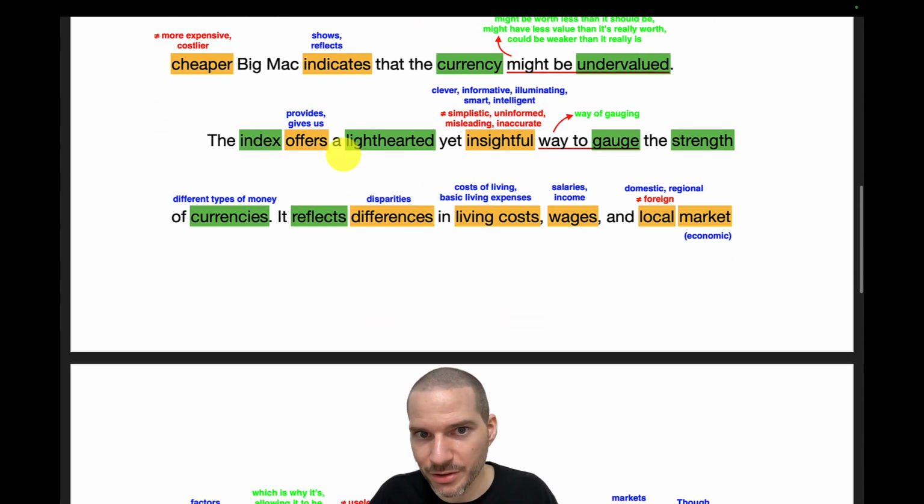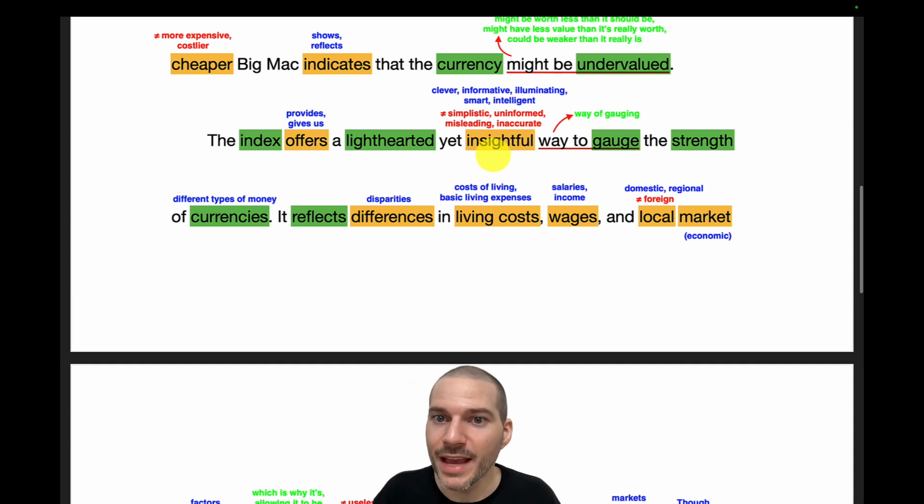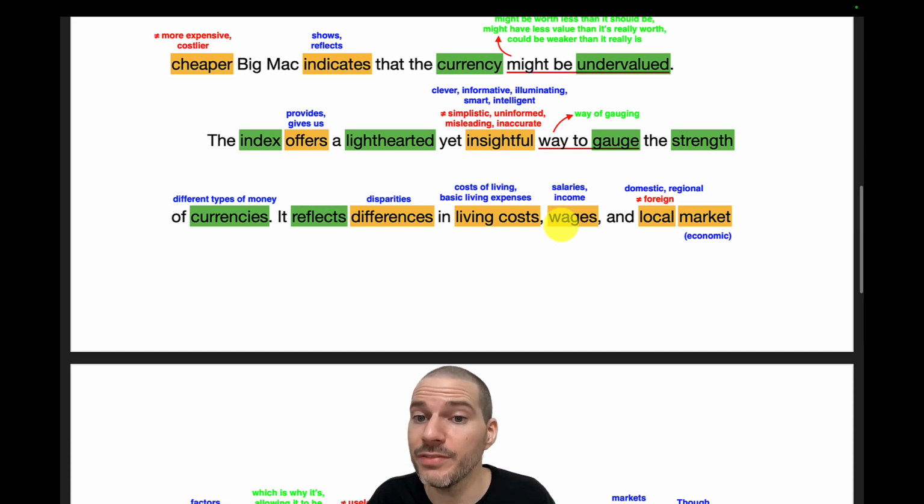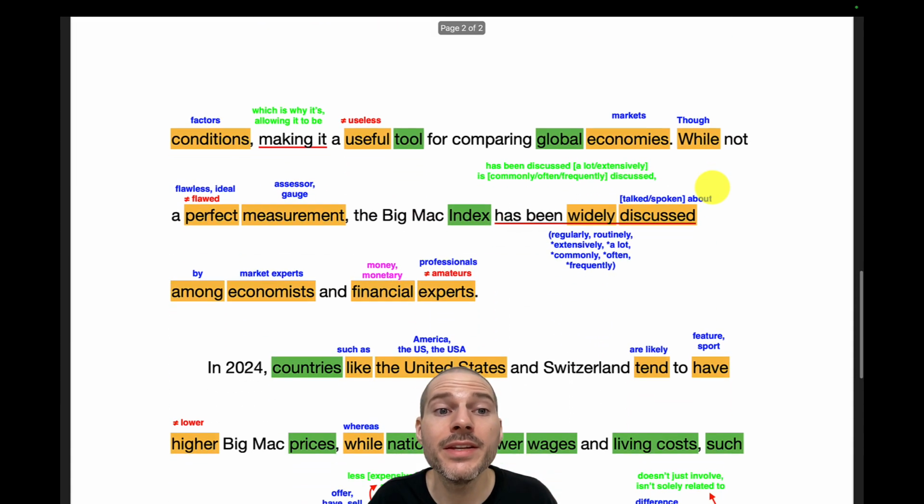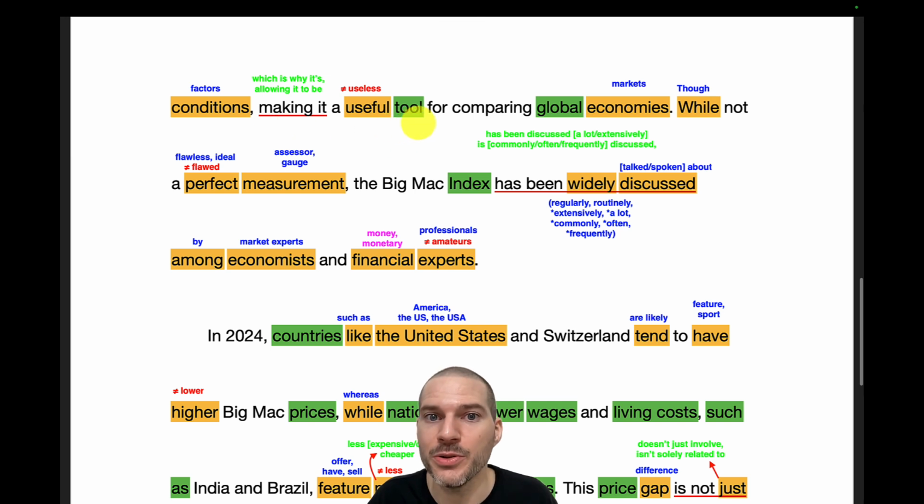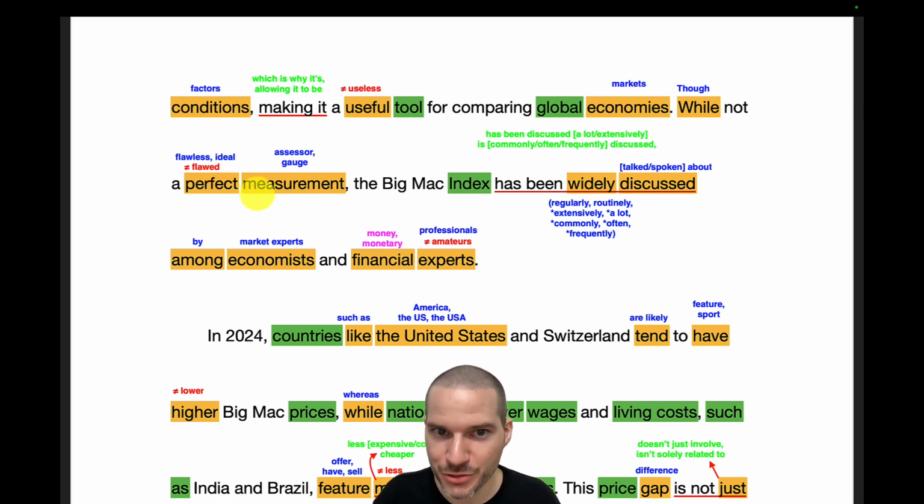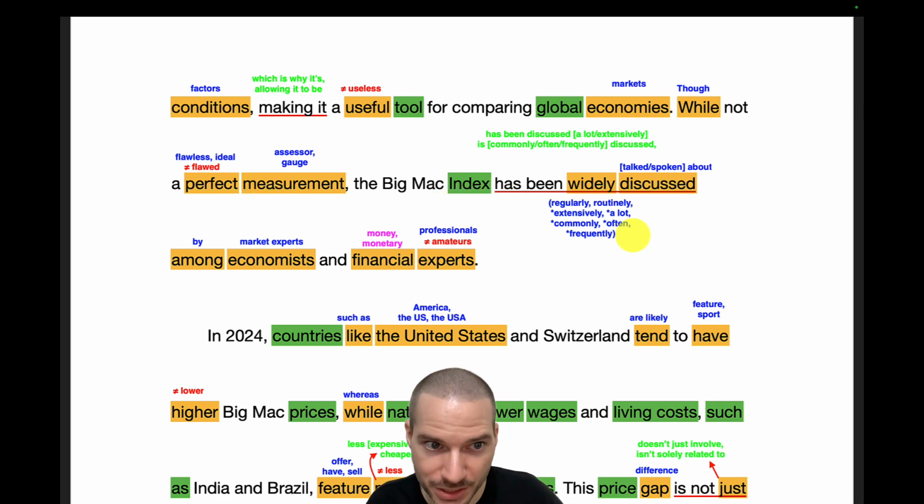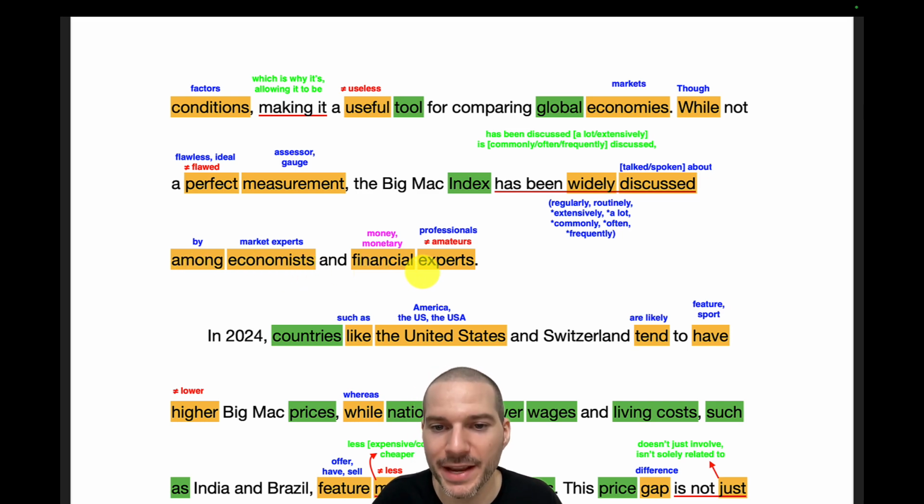The index offers a lighthearted, yet insightful way to gauge the strength of currencies. It reflects differences in living costs, wages, and local market conditions, making it a useful tool for comparing global economies. While not a perfect measurement, the Big Mac Index has been widely discussed among economists and financial experts.